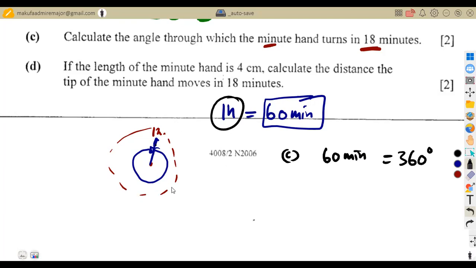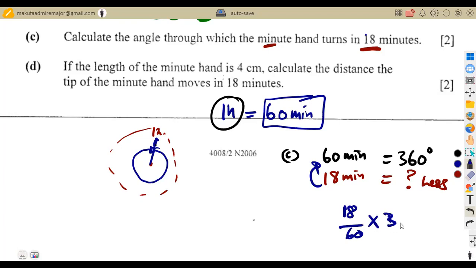So the question now is, what about these 18 minutes that we are given there? How many degrees is it going to be equivalent to? You're asking yourself, for 18 minutes, it is going to correspond to how many degrees? So it's a simple proportion type of question. As you can see, this is going to be less. So we are going to have 18 over 60 multiplied by 360 degrees.